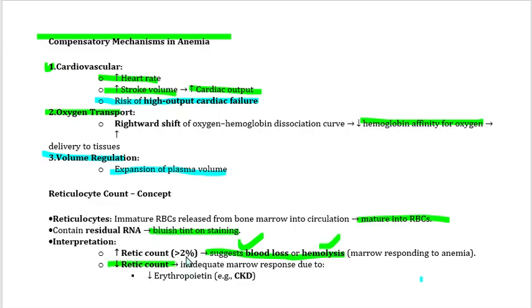If the retic count is decreased, meaning less than 2%, it represents three things. These three things are inadequate marrow response due to three conditions. First, there is decreased erythropoietin. For example, in CKD, there is decreased erythropoietin, so bone marrow is not being stimulated, and so the retic count is less.